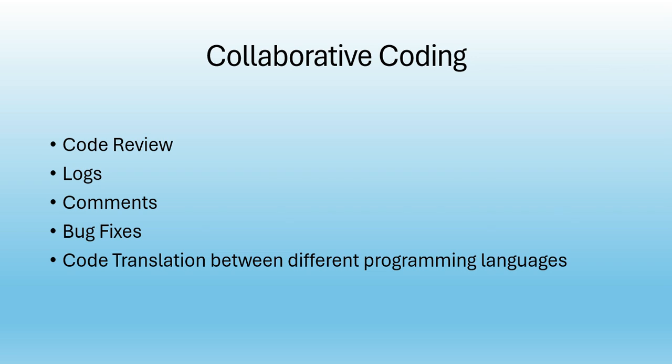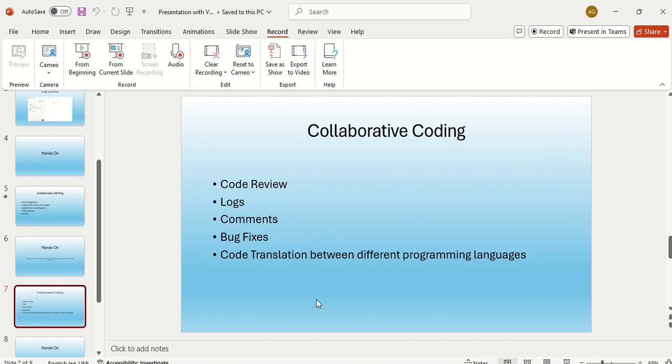So Canvas provides features like code review, that is, it can review your code. It can add logs to your code. It can add comments to your code. It can even fix the bugs, if any, in your code. And if you want to translate your code into a different programming language, it can even do that. So for instance, if you have a stored procedure and you want to convert that stored procedure into a Python script, it can do that for you. So now we'll see how these things work.